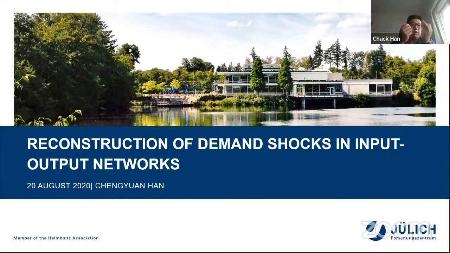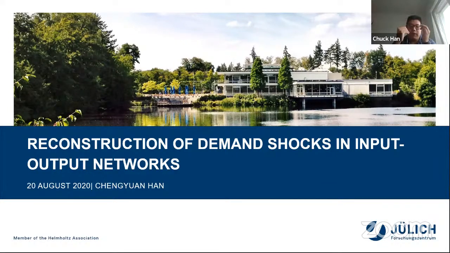So when a disaster happens, the demand side, the consumer demand side, is normally first affected by such disaster, and there will be an economic shock that propagates eventually to the production side of this network. The policymakers and the economists would like to understand and reconstruct such shock in the demand side so they can build a better economic network afterwards.